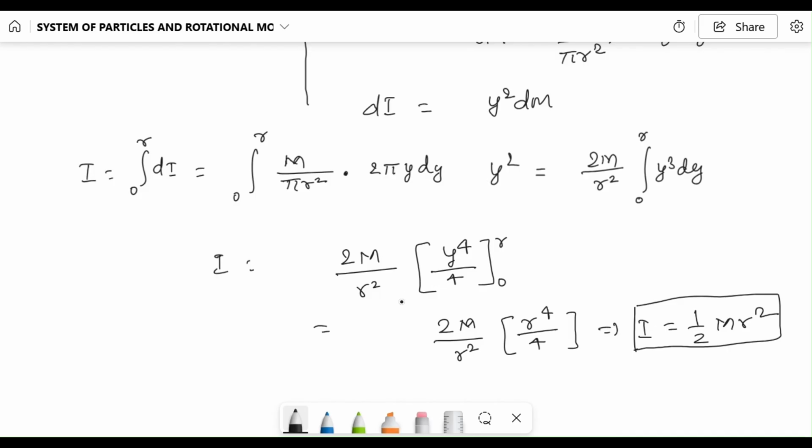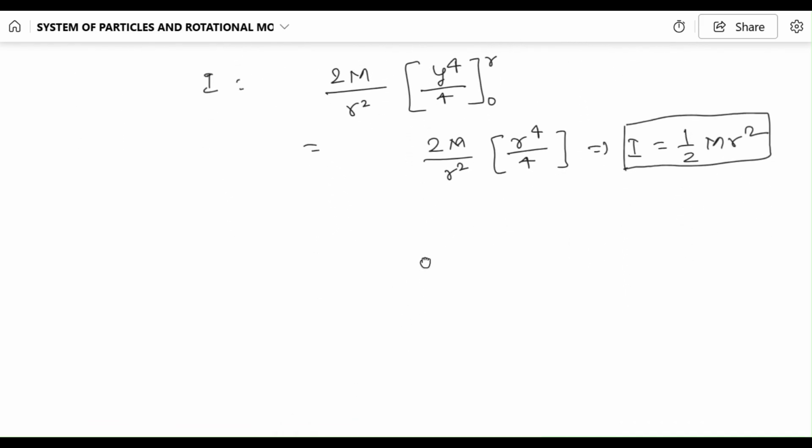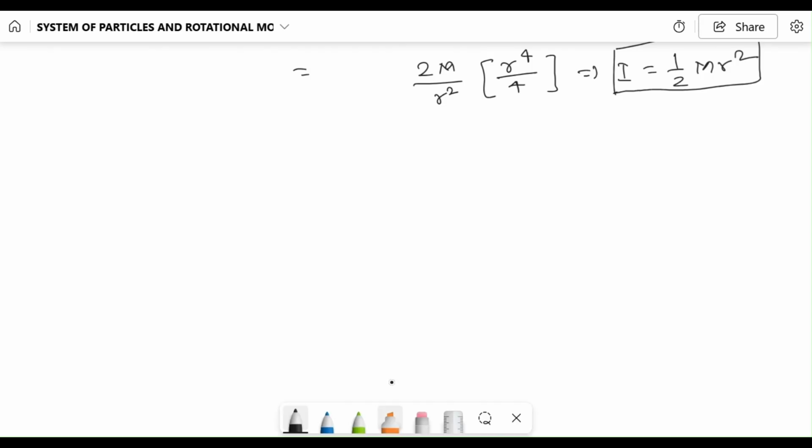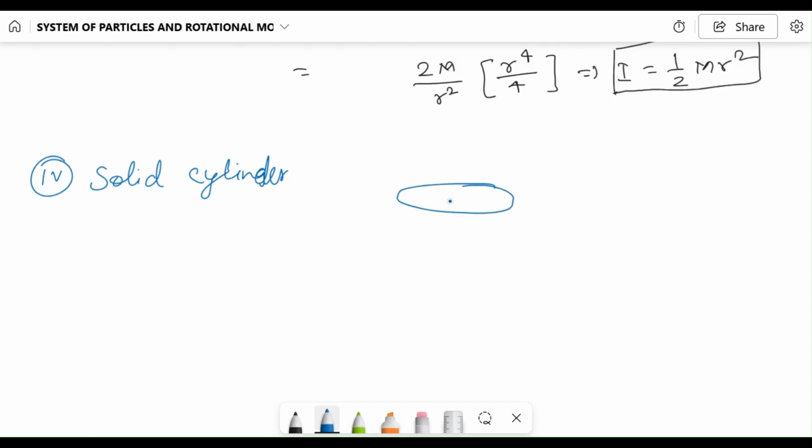Now we can extend this concept to get the moment of inertia of a solid cylinder. And how can we do this? We can do this for a solid cylinder. We can consider that this solid cylinder is made up of n number of disks, and each disk has a mass, let's say m1, m2, m3, and so on. Adding up all those masses will give us the total mass of this solid cylinder, which will be m1 plus up to n terms.